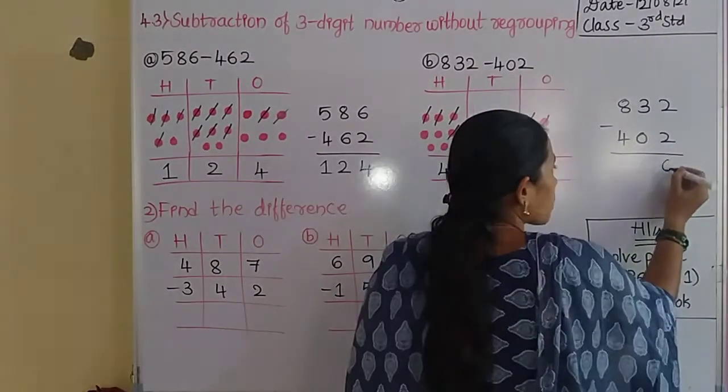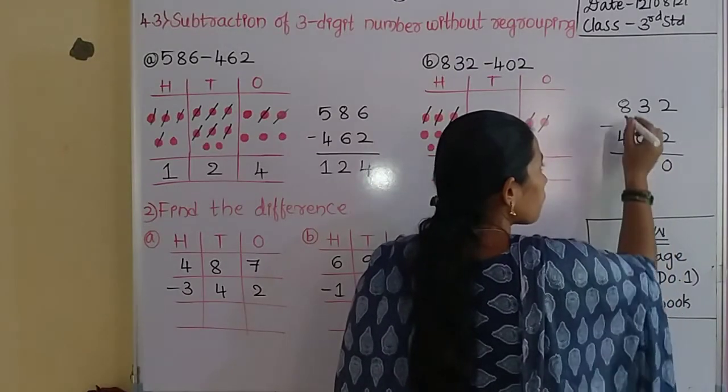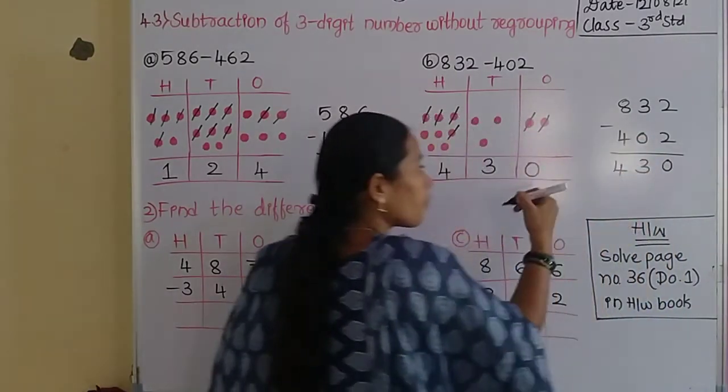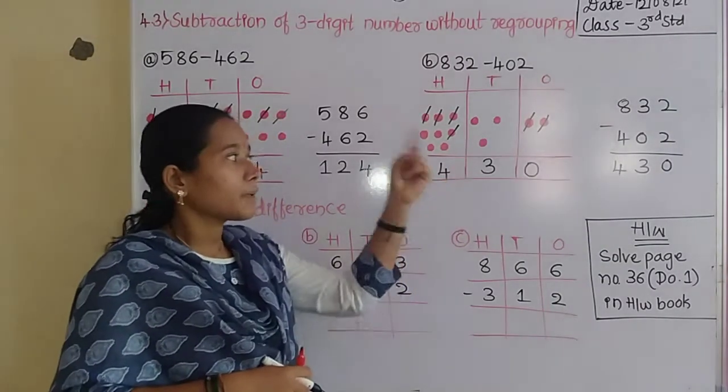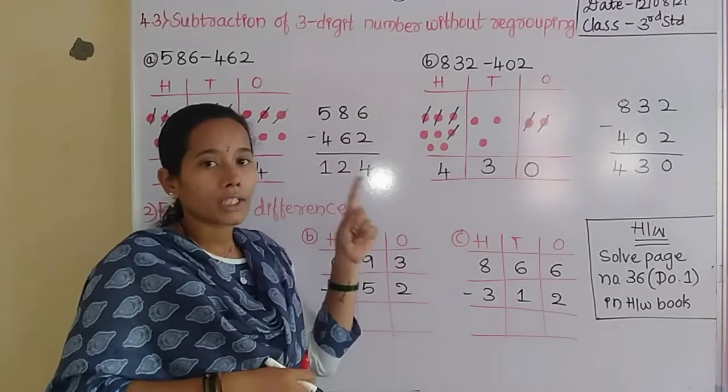See, 2 minus 2 is equal to 0, 3 minus 0 is equal to 3, 8 minus 4 is equal to 4. In both methods we get the same difference, 430. It is the representation of the dots with the positions.